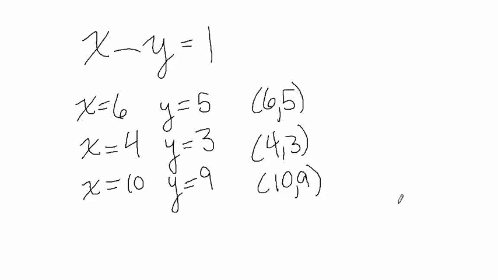Now, notice that the order matters. If I did 5 comma 6 instead of 6 comma 5, that wouldn't work, because 5 minus 6 does not equal 1. Do you see how the order matters? You can't swap the x and y values. Now, you might in some cases be able to, but in general, you won't. And how do you check to see that a candidate solution is indeed a real solution? You simply plug in the values. You replace x and y with the values in your pair of numbers.